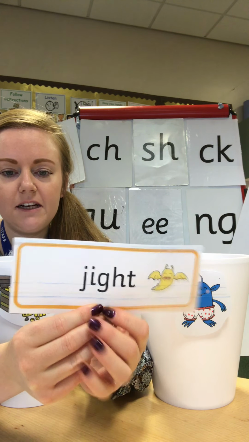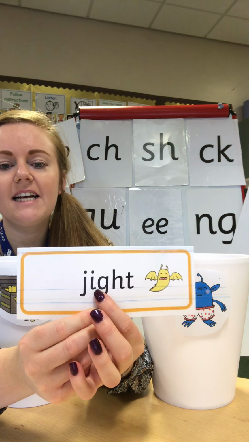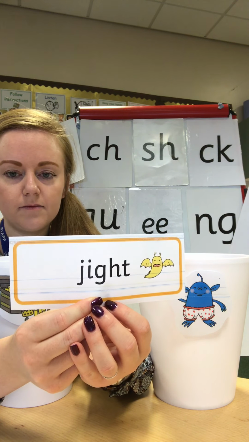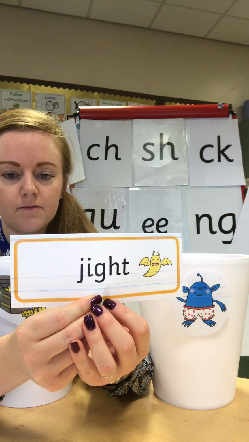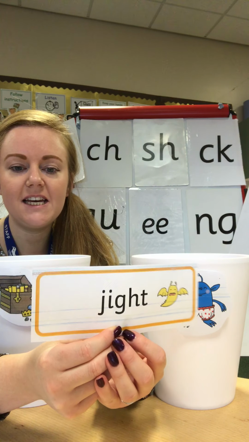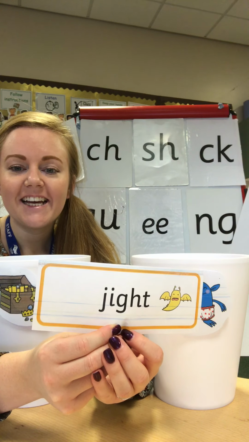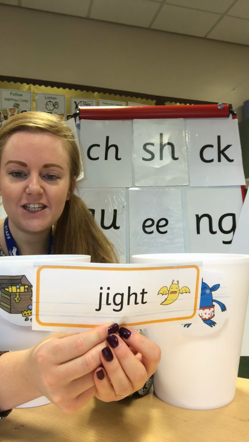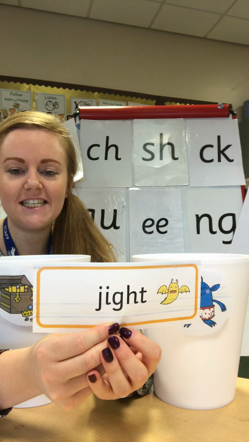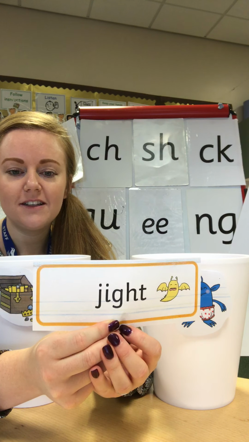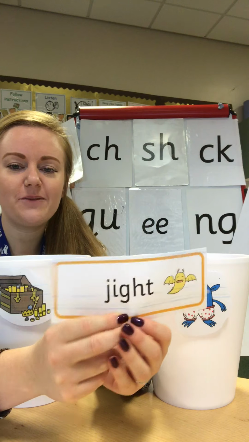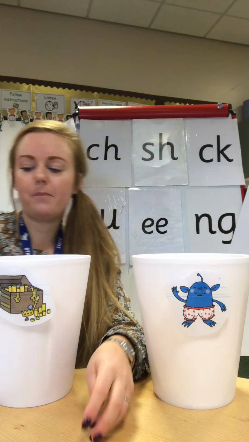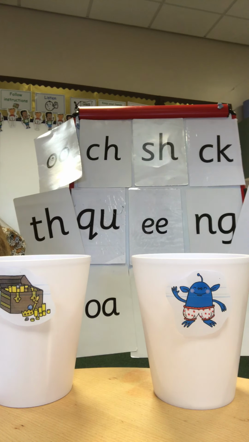So I'll give you a clue. It has our three letters, one sound in the middle. Did you hear jite? Yes, well done. Jite. Is that a real word? Do we use the word jite in a sentence when we talk? No, so we need to give it to the alien. We need to pop it in the bin for the alien.